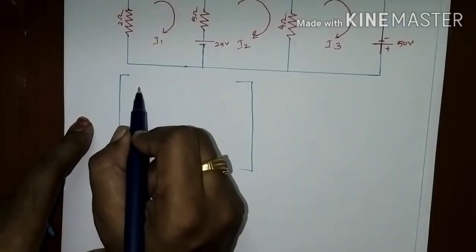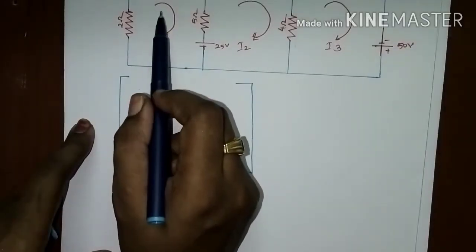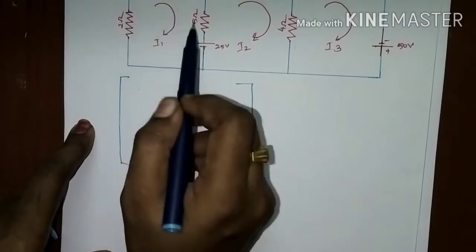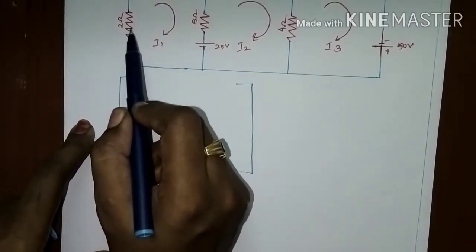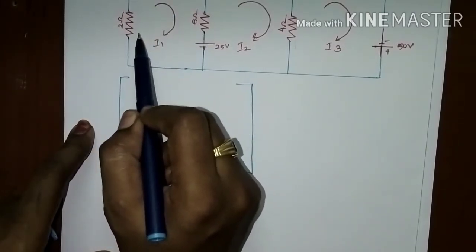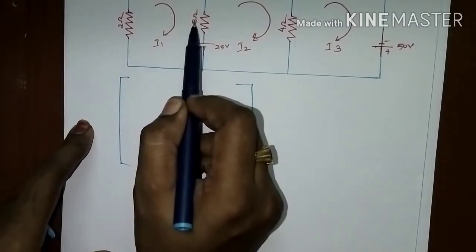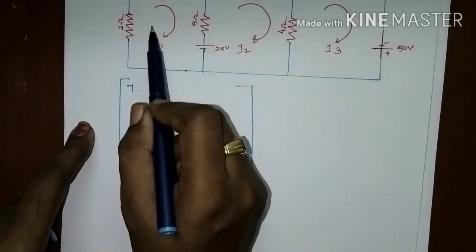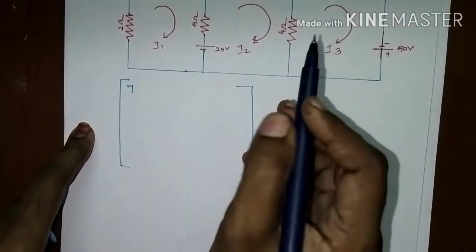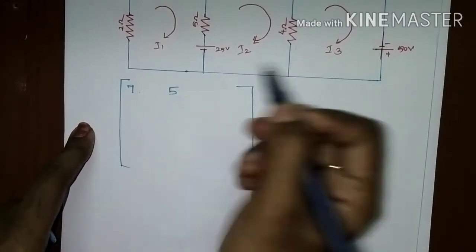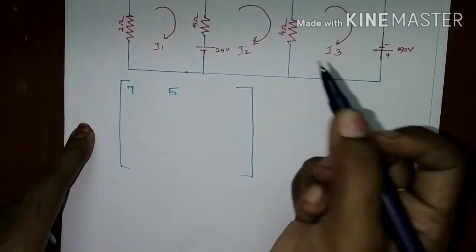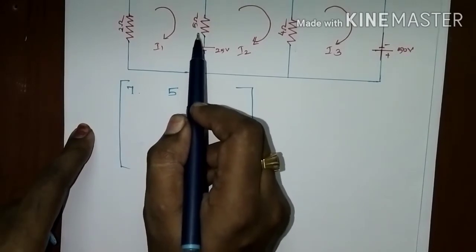The first element is the resistance where the I1 current is flowing in the first mesh. The number of resistances where the I1 current is flowing are 2, so 2 plus 5 is 7. The resistance which is common to the first mesh and second mesh is 5, so we will get 5. Okay, check whether the sign is positive or negative.